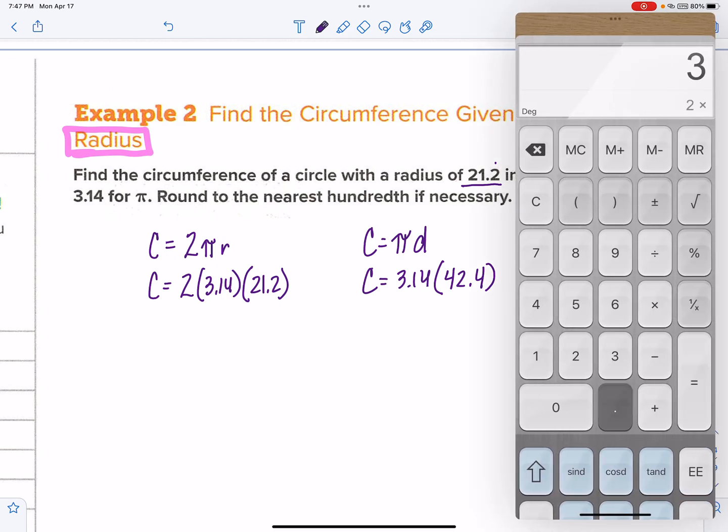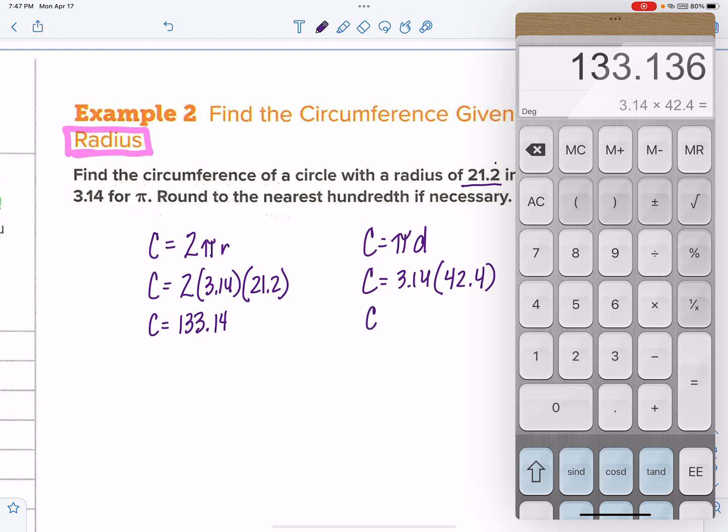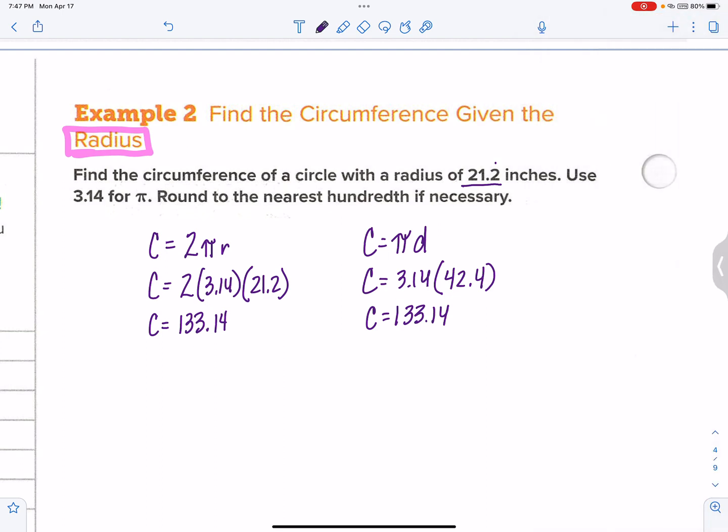All right, let's go ahead and solve this out. So 2 times 3.14 equals times 21.2, and we get the circumference of this circle is 133.14. It says round to the nearest hundredth. Let's check our other one, 3.14 times 42.4, and you can see we get the exact same thing. So both options are valid methods. You choose and stick with what you prefer. But there we go with our circumference.